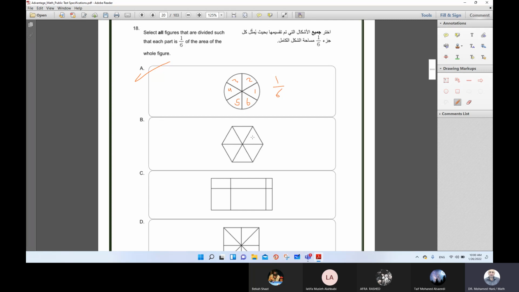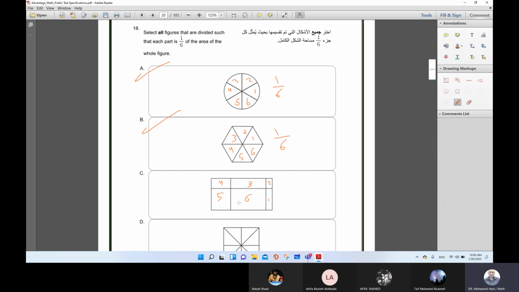And here we have 1, 2, 3, 4, 5, 6. So each part represent 1 over 6. Here we have 1, 2. B. Yes, B correct. Excellent. A and B correct. And here we have 1, 2, 3, 4, 5, 6.